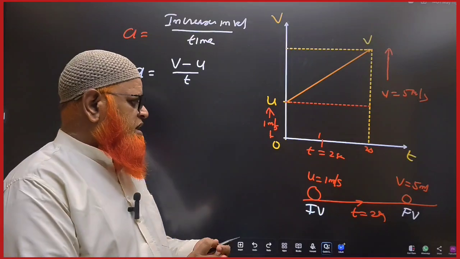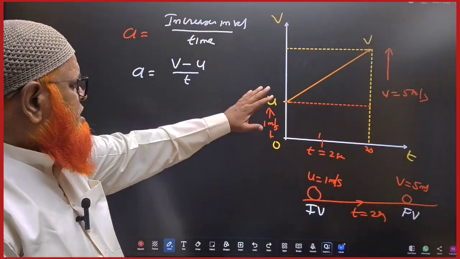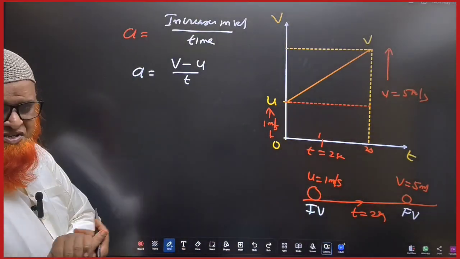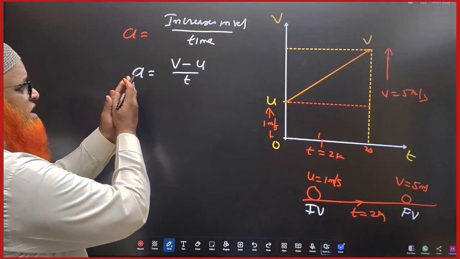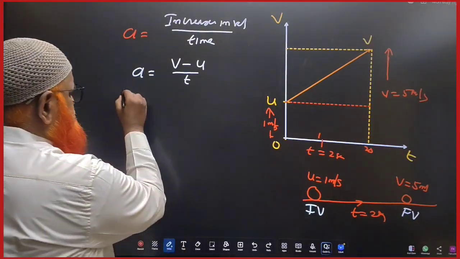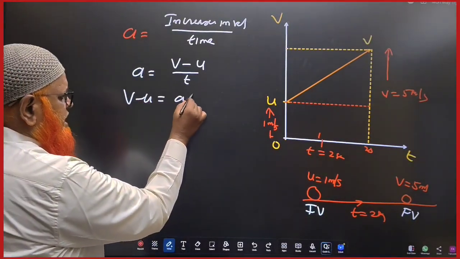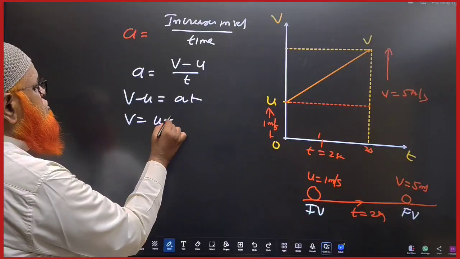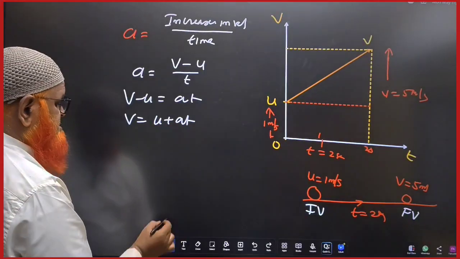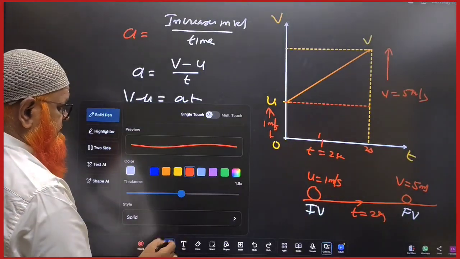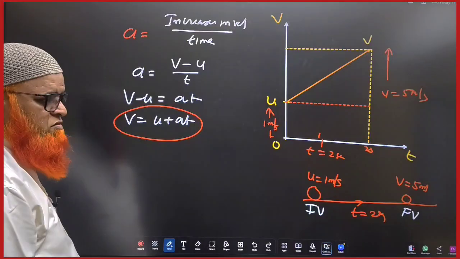But heavier bodies have more inertia of motion. Okay, that's the next topic here. So what I'm going to say is, now you got an acceleration, meaning final velocity minus initial velocity by time. So we write v minus u is equal to at, v is equal to u plus at. This is called the first equation of motion. Okay, this is going to be the first equation of motion.